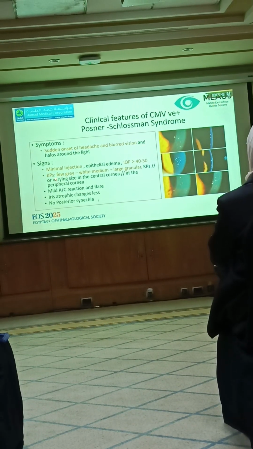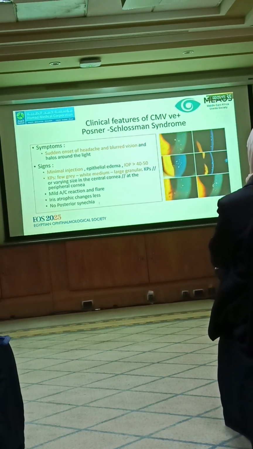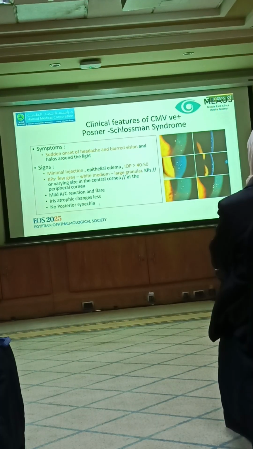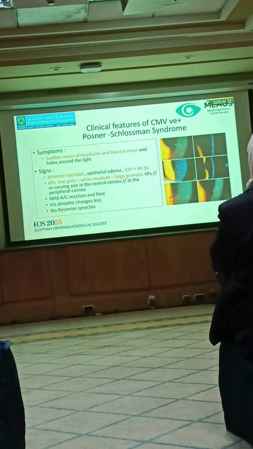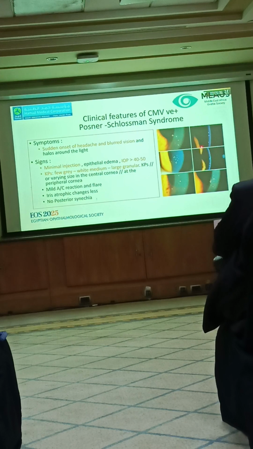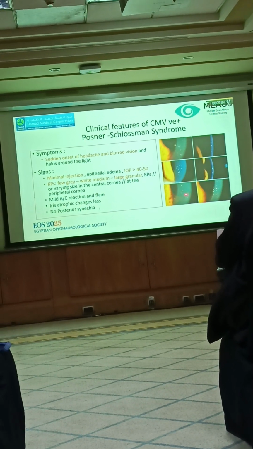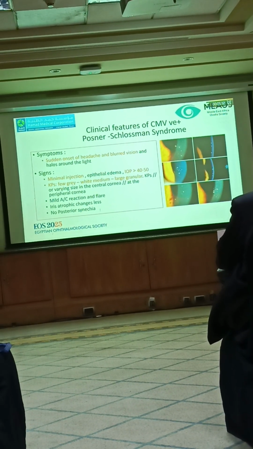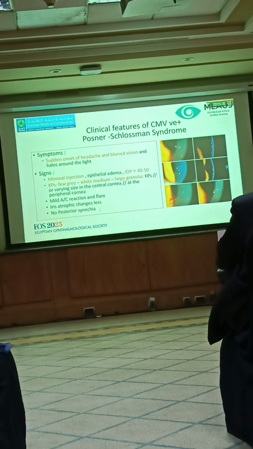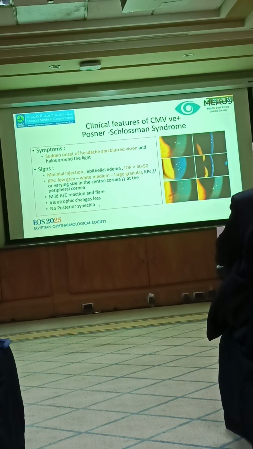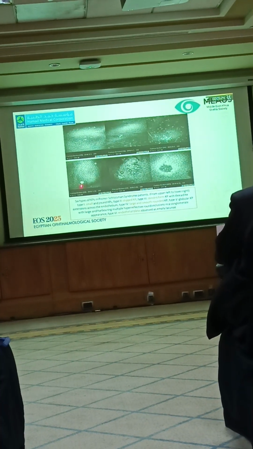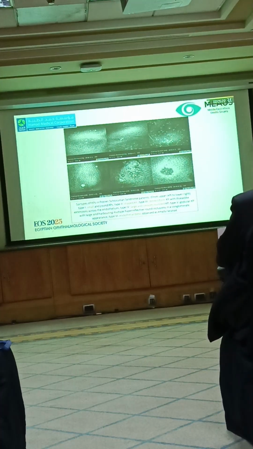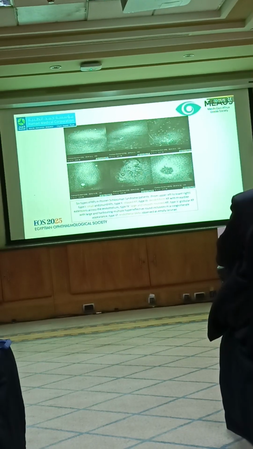high IOP, and few gray-white, medium granular KPs. Actually, the KPs in this is a point I want to illustrate: the KPs in the Posner-Schlossman syndrome are different. It can happen in definite form. The most important issue is that there is no iris atrophy, no posterior synechiae. And this is another demonstration of the KPs in the acute form of CMV.